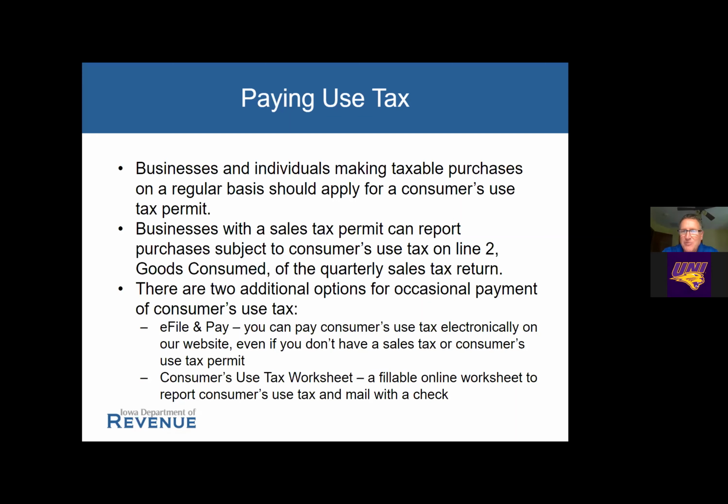Again, if you make these purchases all the time, get a use tax permit. If you don't make these purchases all the time and you've got a sales tax permit, you can report it on the goods consumed line. If you do not have a sales tax permit and you do these things occasionally, you can do it through the e-file and pay system for non-permit holders, or you can fill out the worksheet and mail it to us.